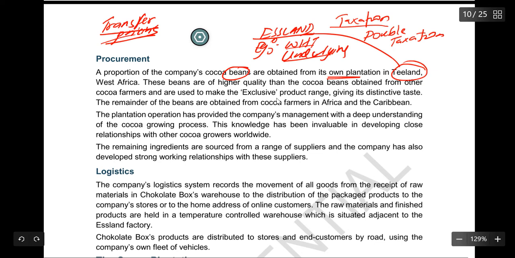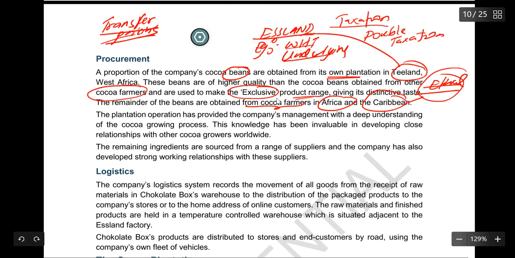These beans are high quality, and the cocoa beans obtained from cocoa farmers are used to make the exclusive product range, giving a distinctive taste. The remaining beans are from cocoa farmers in Africa and the Caribbean. So students, there can be an ethical impact there, whether exploitation takes place or whether you are doing it in a proper manner.